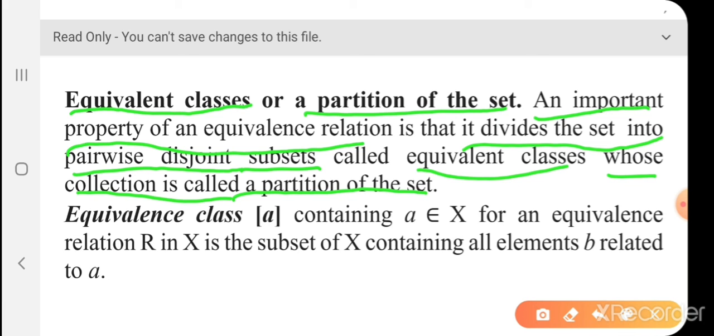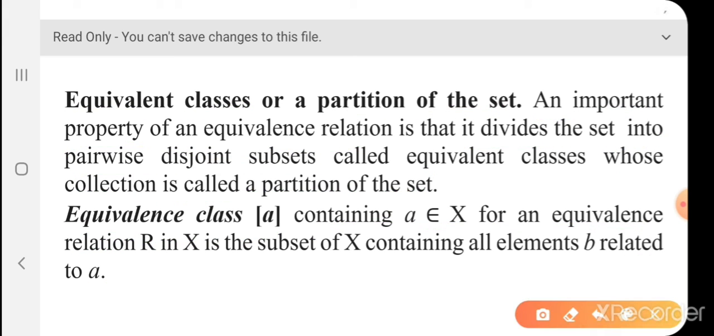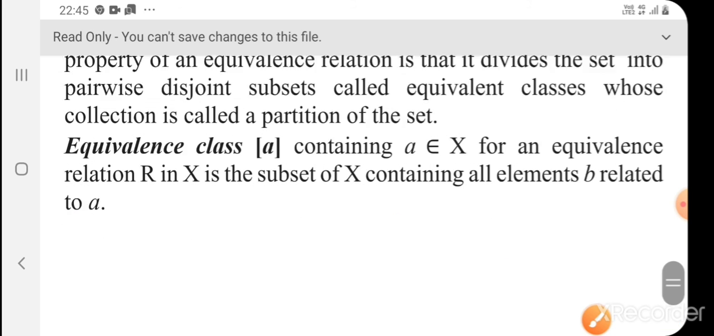An equivalence class is denoted by the square bracket A, containing A. The equivalence class of an element A under an equivalence relation R in set X is the subset of X containing all elements related to A. Or you may write it like this.